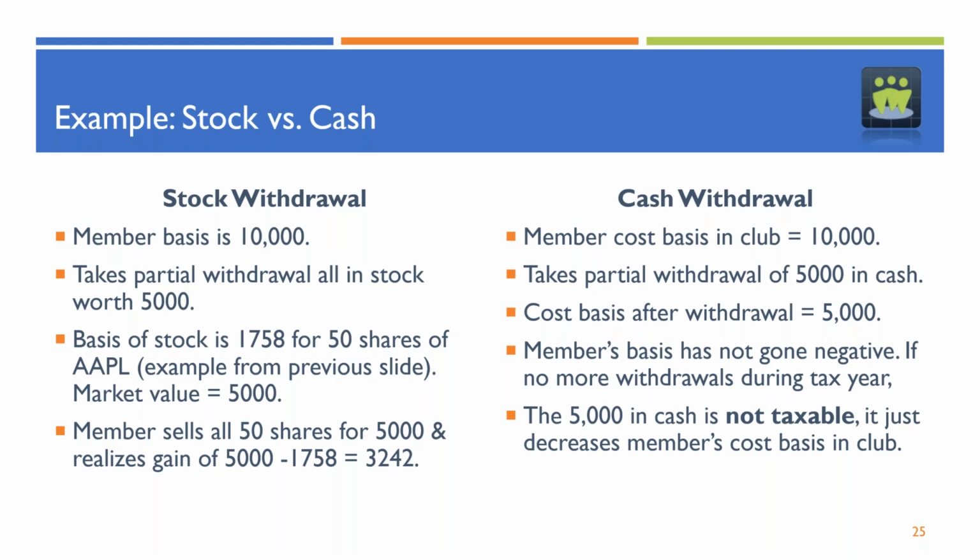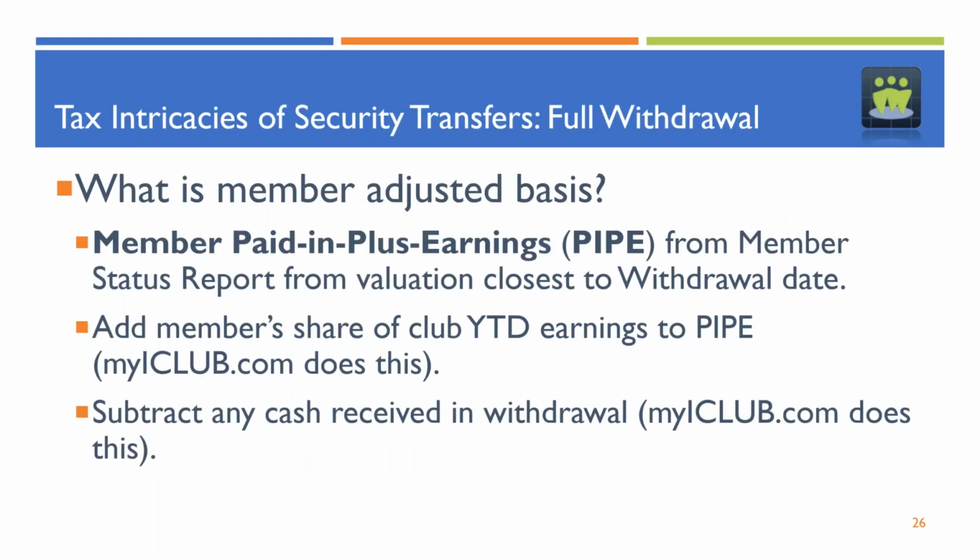So that's an example of how taking stock in a partial withdrawal and cashing it out very close to the withdrawal date can give you a capital gain from your club investment, whereas taking all cash might not. Now, there are some other intricacies of taking securities for full withdrawals.